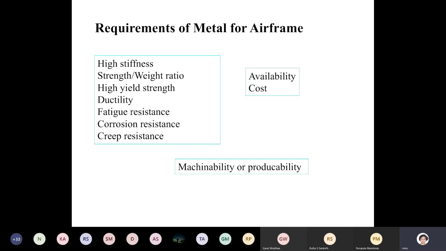That's probably there for almost all kinds of structure, not necessarily aircraft structure. The primary thing that is pertinent only to aircraft structure is strength to weight ratio. You need a high strength to weight ratio.